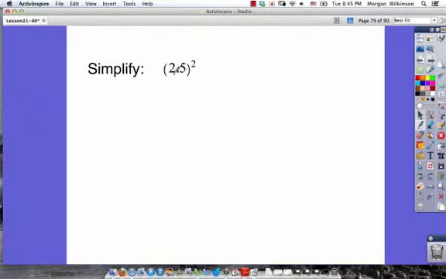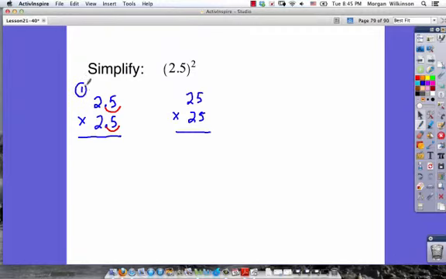Okay, let's simplify 2.5 squared. So we know 2.5 squared just means 2.5 times 2.5. Now our first step when we're multiplying decimals is to move the decimal out of our factors. So we're going to move it once, twice. Now we have 25 times 25. We can do that math. Let's put step 1 over here because we moved the decimal out. Step 2 right here because we're multiplying. And then we'll have step 3 on the right in a moment.